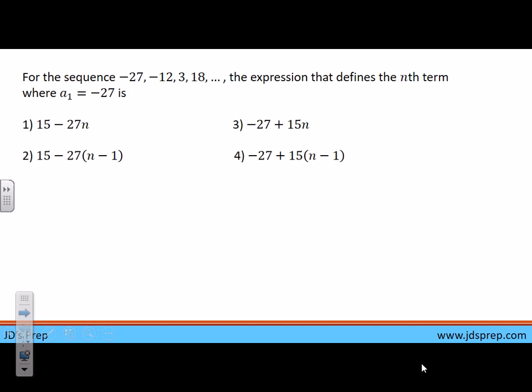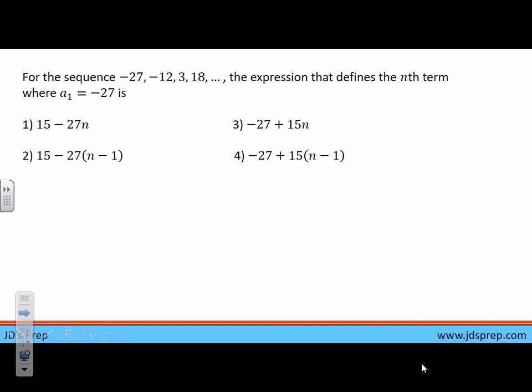We want to know which of the following expressions defines the nth term for this sequence, where a1 is equal to -27, that first term. Our four options are 15 minus 27n in number 1, 15 minus 27 times n minus 1 for the second one, -27 plus 15n for the third one, and -27 plus 15 times n minus 1 for number 4.